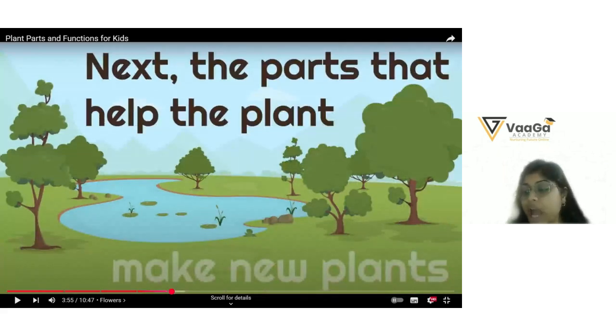Next, the parts that help the plant. Just now we have learned about the roots, stems, and leaves, which help the plant get water, make their food, and grow. Now we are going to learn the parts that help the plant create a new plant. What are those three parts? Flowers, fruits, and seeds. Remember?